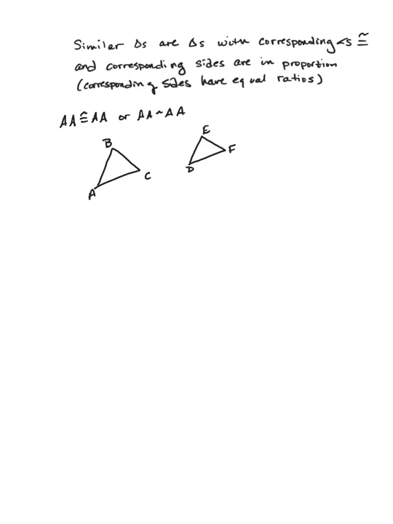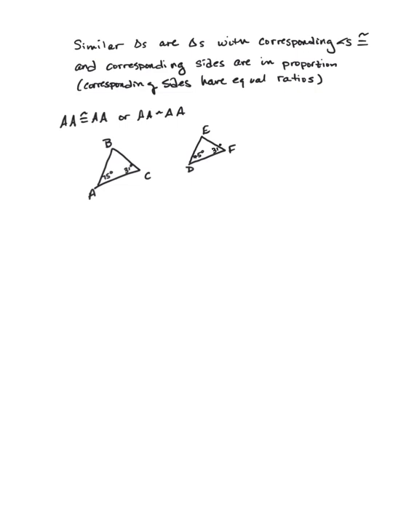So let's say that the measure of angle A is 75 degrees, and the measure of angle C is 31 degrees. And then let's say the measure of angle D is 75 degrees, and the measure of angle F is 31 degrees. Well, we're being asked, are these triangles similar?